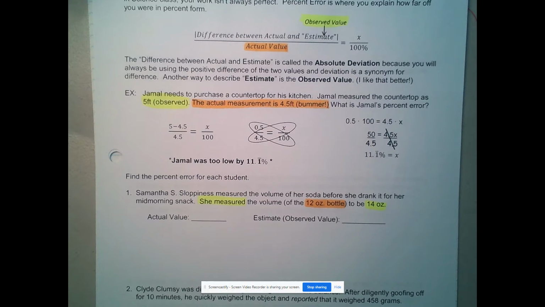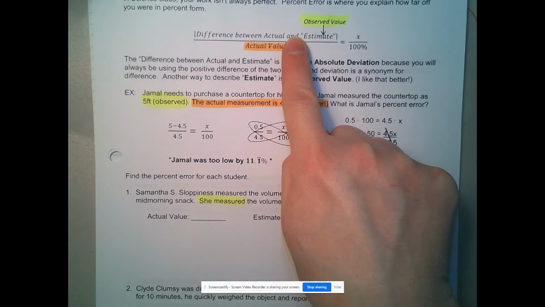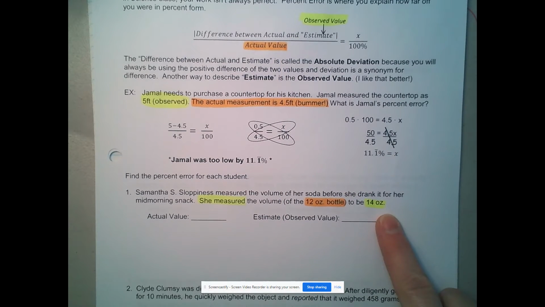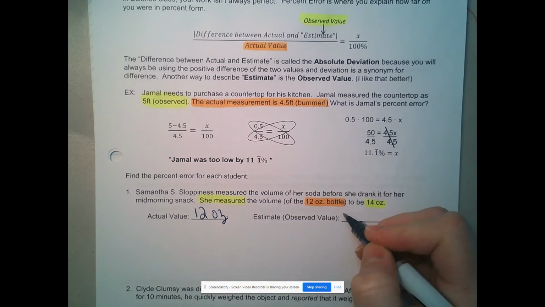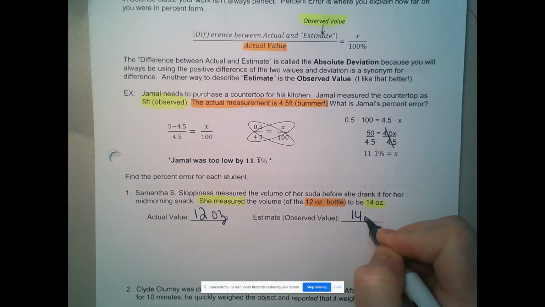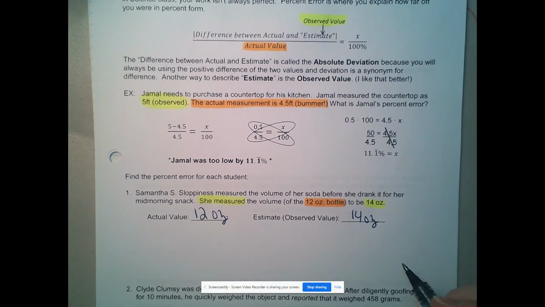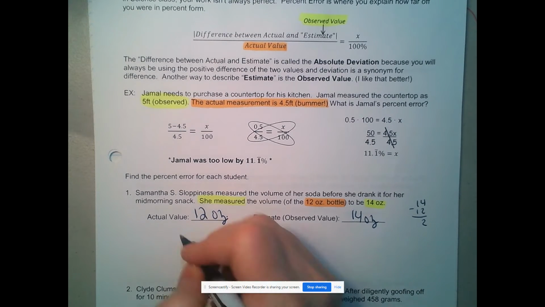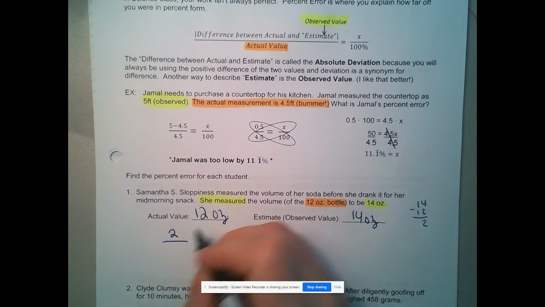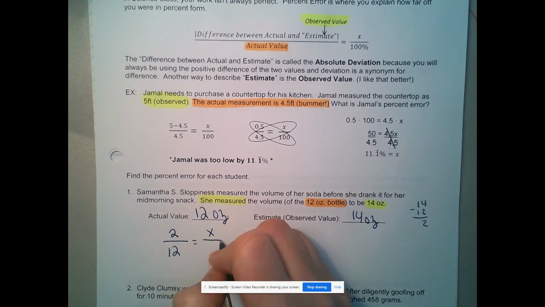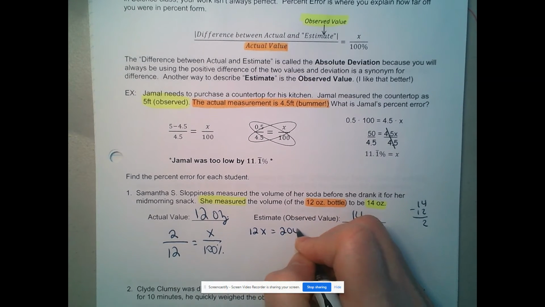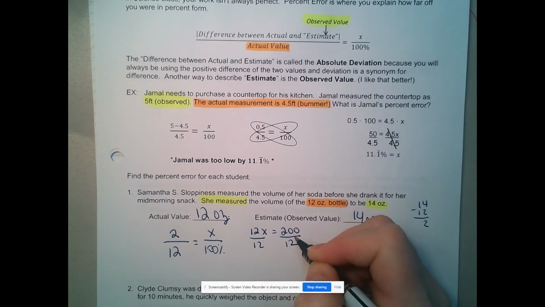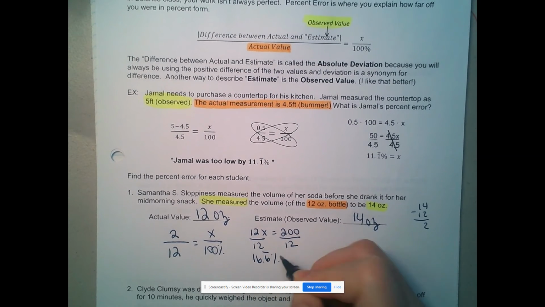Now notice I didn't highlight the whole top because the top is when you subtract the two. So I need an observed value and I need an actual value. The bottle is actually 12 ounces. She observed, she thought, she estimated that it was 14 ounces. So top number in the proportion, how much was she off by? The difference between 14 and 12 is 2. So we're going to put 2 over the actual 12 ounces, and we're going to find what percent that is out of 100%. So 12 times x equals 2 times 100, and we divide both sides by 12, and we get 16.6 repeating percent equals x.